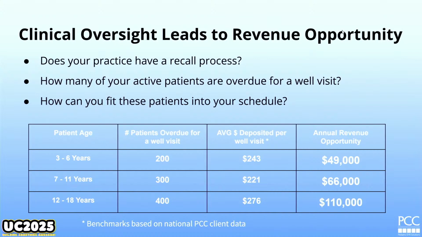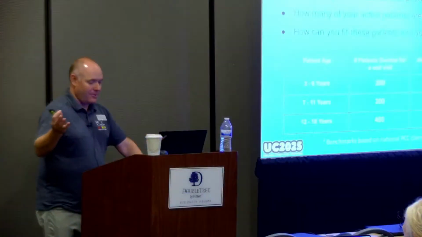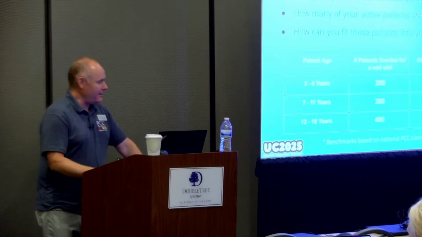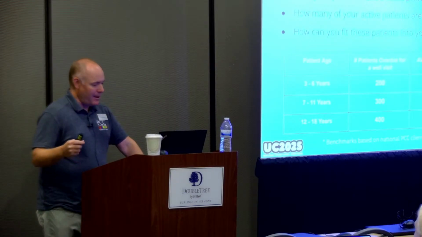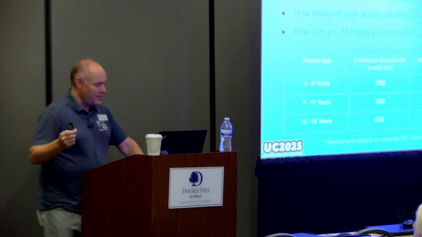And you can be realistic with the numbers. If you have 1,000 patients in the 12 to 18 year range that are overdue, you're not going to recall all 1,000 of them, maybe 500, even half of them or 2/3 of them. You can calculate some numbers. We're going to talk more about how to run recall reports in a little bit.